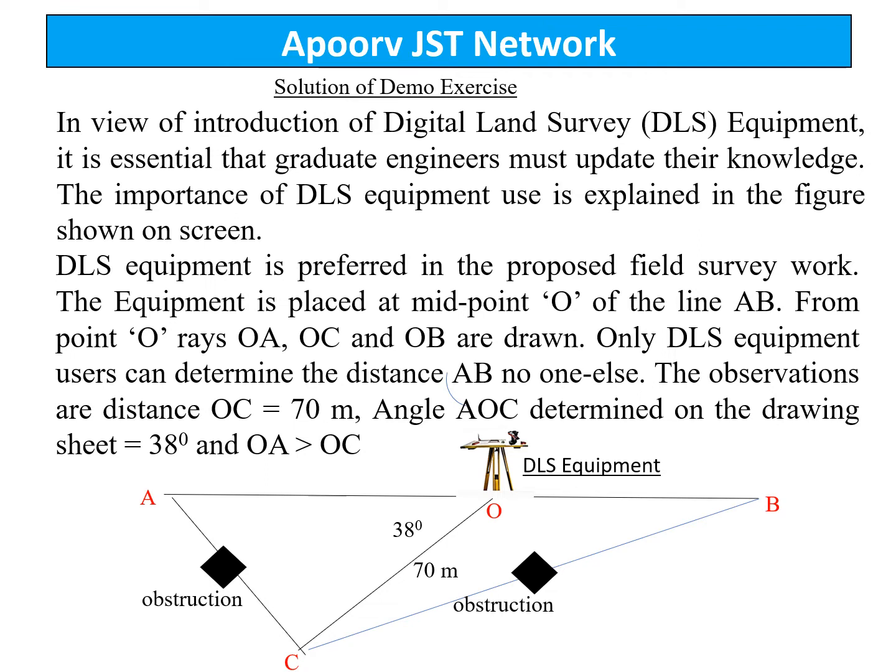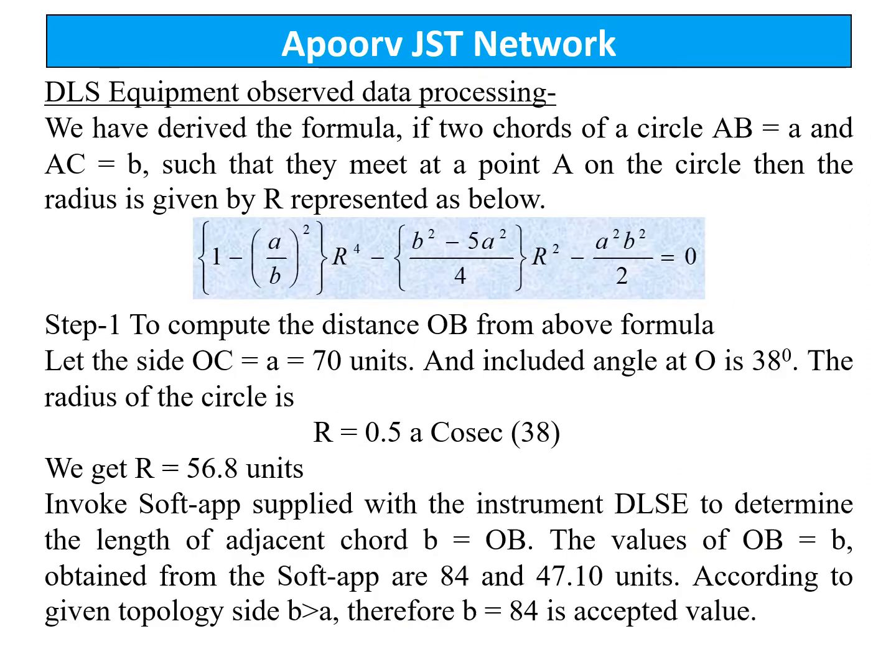To measure the road distance between stations A and B in land surveying, DLS equipment is placed at midpoint O on the line AB. A point C is selected anywhere on the ground such that distance OC can be measured conveniently. From point O, rays OA, OC and OB are drawn. Only DLS equipment users can determine the distance AB, no one else. DLS equipment observed data processing.